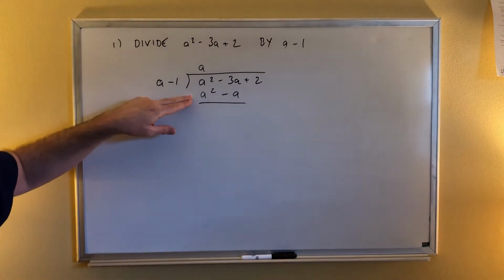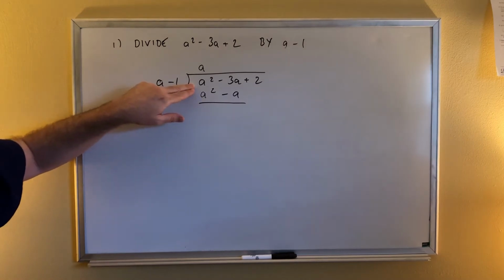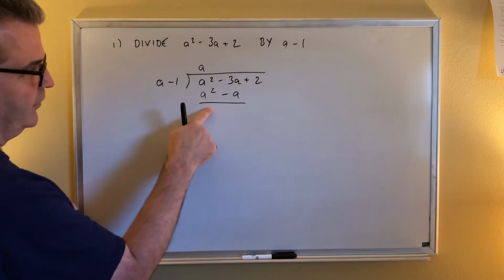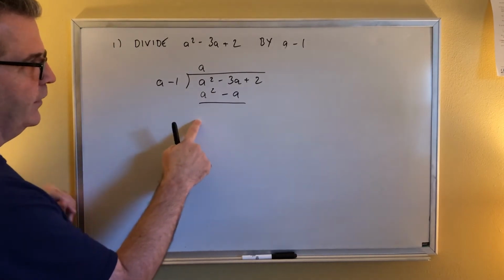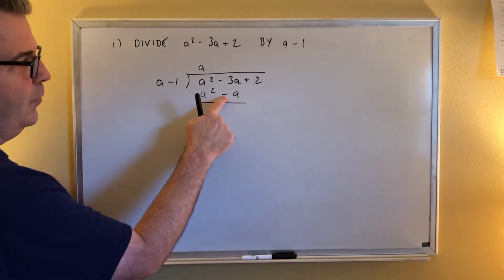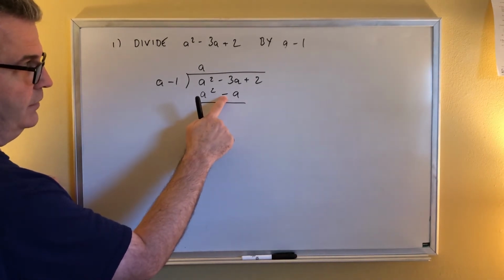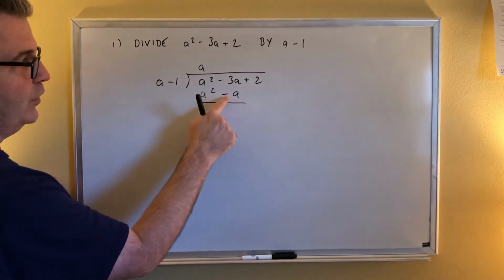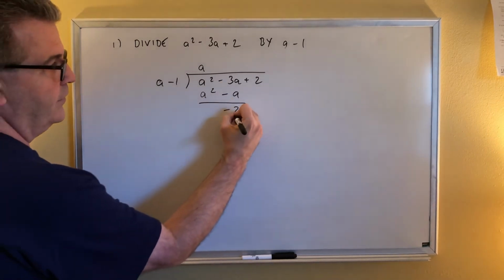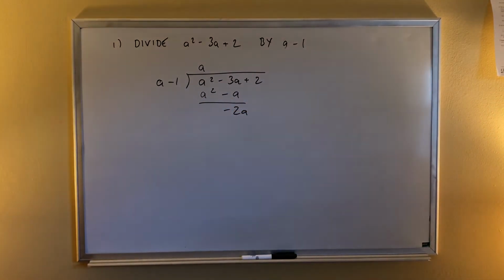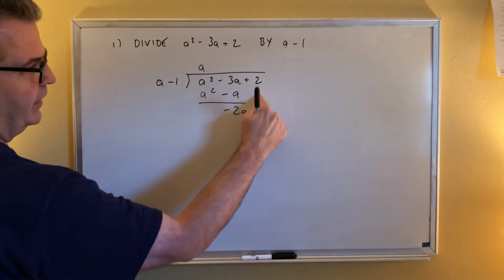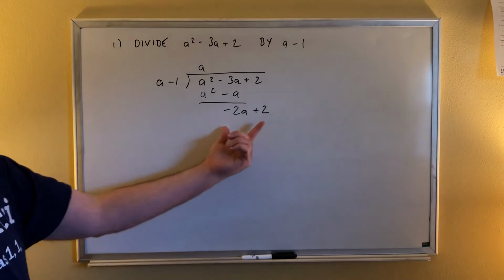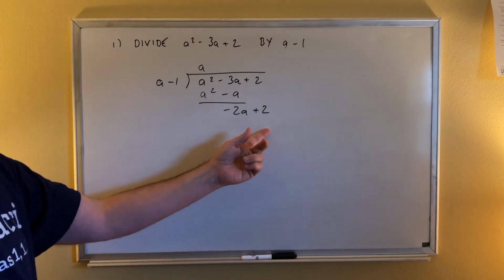Now whatever I came up with here, I'm going to subtract from this expression on top. So a squared minus a squared is 0. I don't have to put anything down there. Minus 3a minus a negative a. So I have a double negative here, which is going to make a positive, right? So negative 3a minus negative a gives us negative 2a. Then I'm just going to carry the plus 2 down over here. So now I've gotten a negative 2a plus 2.